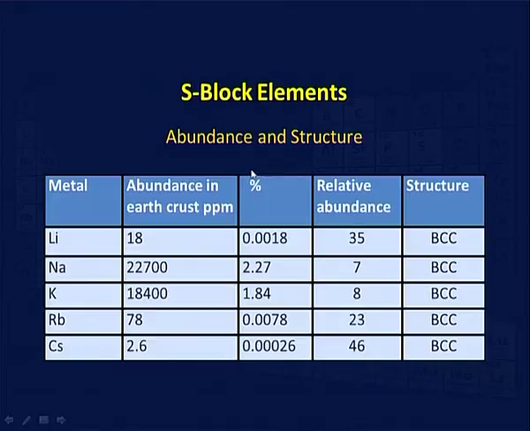Now, coming to the abundance. Lithium exists as 18 ppm in the earth crust and its relative abundance is 35, and sodium and potassium have a very high relative abundance, you can see here 7 and 8.